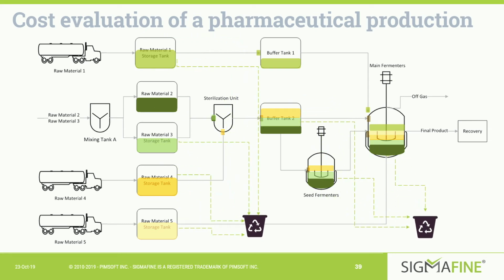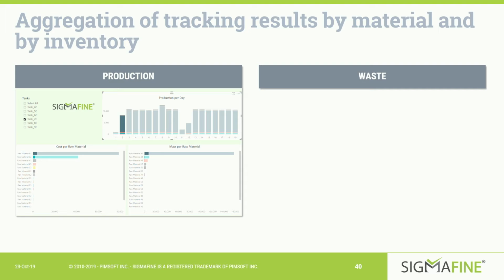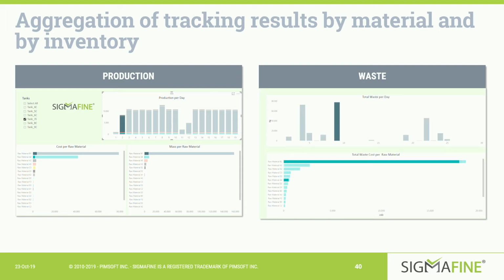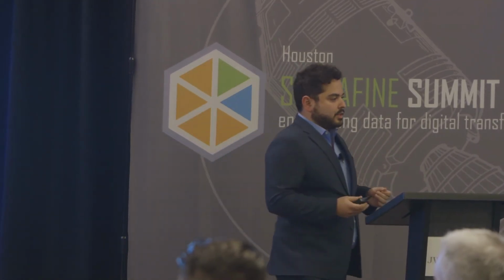So how is composition tracking going to help us better estimate the true cost of your batch production? Well, with composition tracking, we're going to be able to see what percentage of those raw materials actually made it to the final products, and what percentage of those raw materials were lost to waste, allowing us to get a better estimate of the true cost of our batch production.